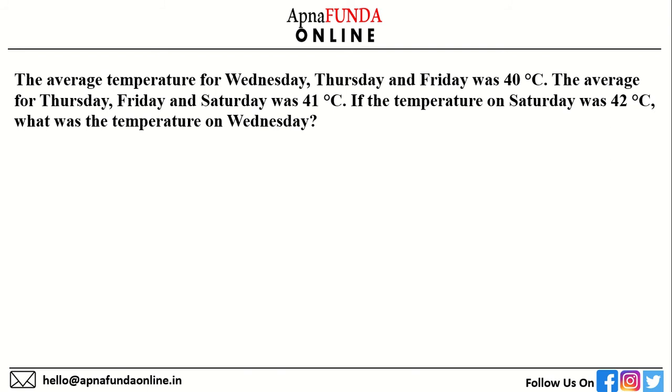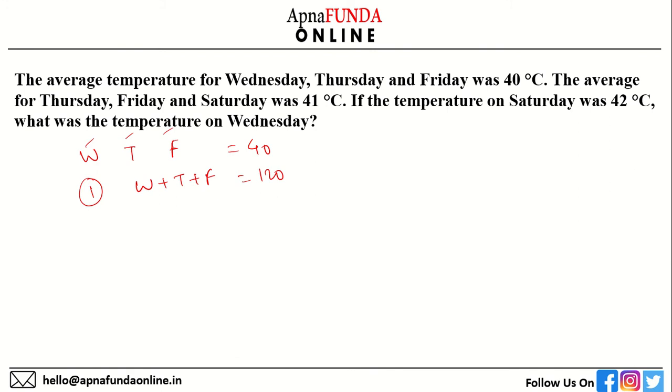Simple question. What we know is that the average of Wednesday, Thursday, and Friday is 40. So can I say that the total of Wednesday, Thursday, and Friday is 40 into 3? So Wednesday plus Thursday plus Friday is equal to 40 into 3, that is 120. So this is the first equation that we have got.